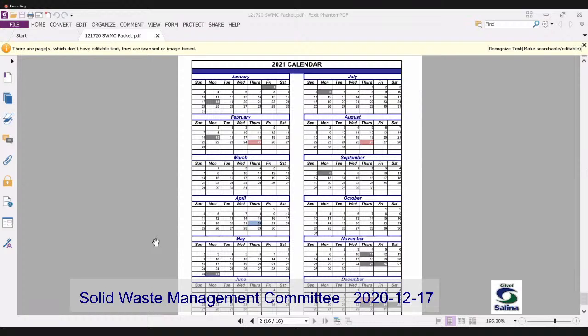So does anybody else have any input? Currently it stands 3-3, which is a tie. Is anyone inclined to change their vote one way or the other? Okay, so it's a tie. It's going to be tabled.